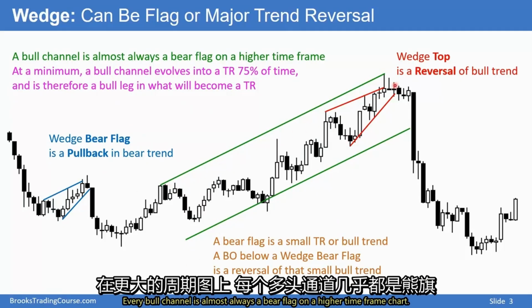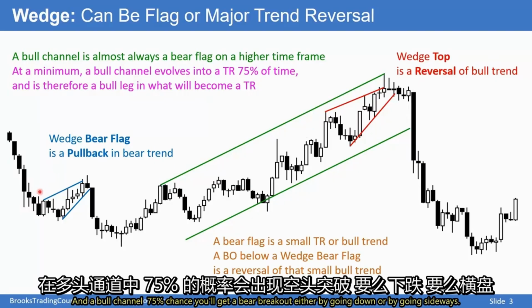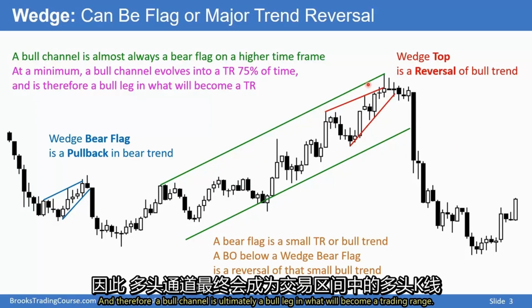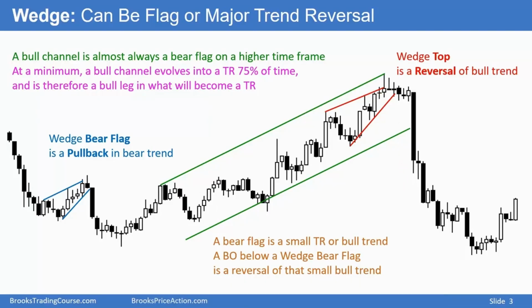Every bull channel is almost always a bear flag on a higher time frame chart. And a bull channel, 75% chance you'll get a bear breakout, either by going down or by going sideways. And then the market evolves into a trading range. And therefore, a bull channel is ultimately a bull leg in what will become a trading range.